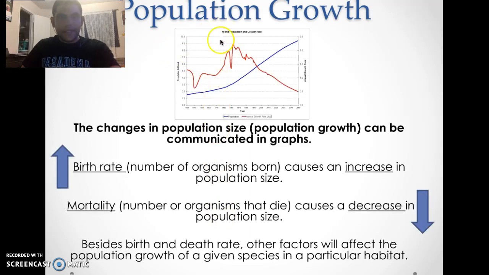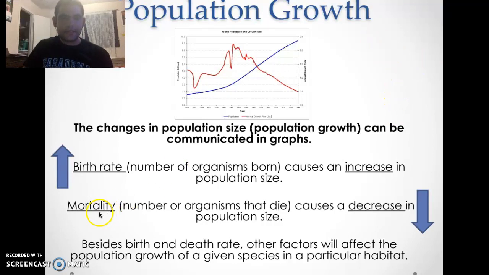So first thing is population growth. The change in a population size, or how much the population is growing over a period of time, can be affected by several things. The first one is birth rate, and birth rate is simply the number of organisms that are born within a population over a certain amount of time. And this is obviously going to cause an increase in the population over time.